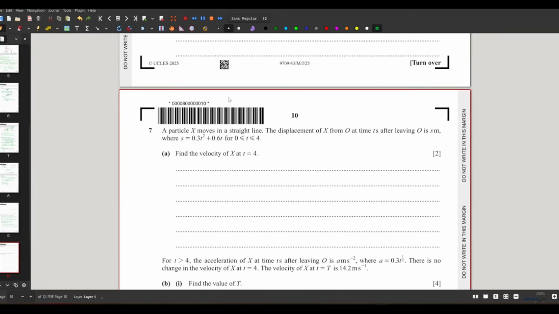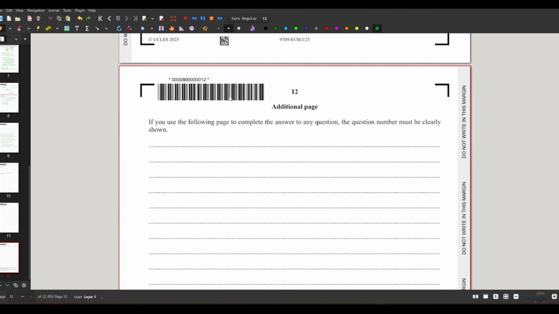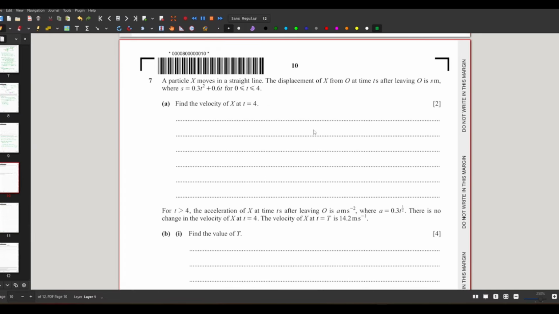Done. Now we can move to, I think this is the final question. Yes. So we can move to question number 7. The particle x moves in a straight line. The displacement of x from O at time t seconds after leaving O is s meters, where the displacement equation is s equals 0.3 t square plus 0.6 t for the time duration from 0 to 4. So find the velocity at t equal 4.